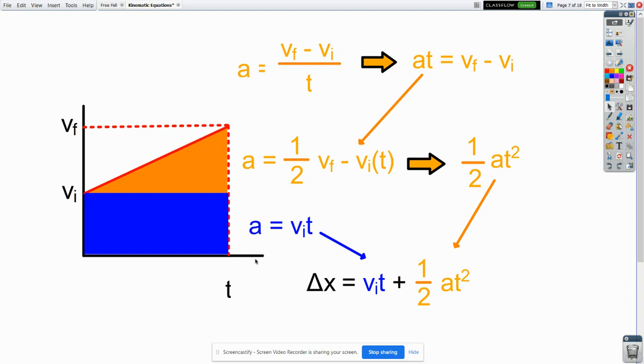This is a velocity time graph. That's the line on my velocity time graph, the red one. I know the displacement is the sum of this blue and orange part. The blue part is Vi t, the orange part is 1/2 a t squared. Let me show you how it works. This is a rectangle, and the area of the rectangle is its height times its base, or Vi times t. The area of the blue part is Vi times t. That's where the Vi times t comes from.